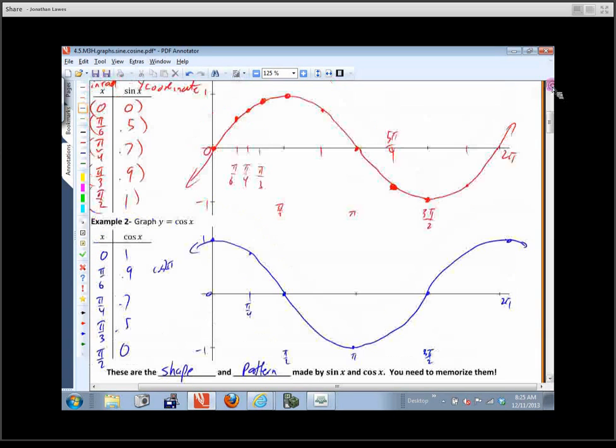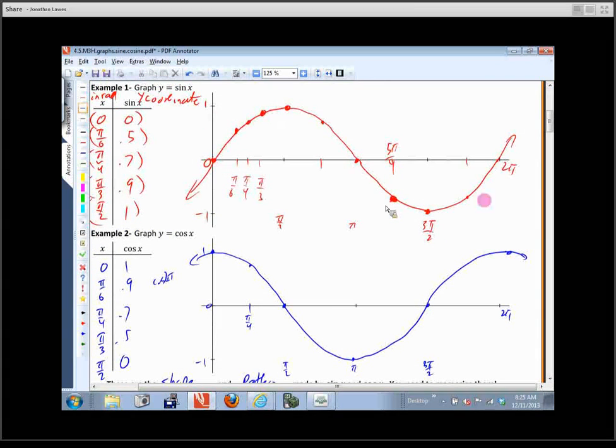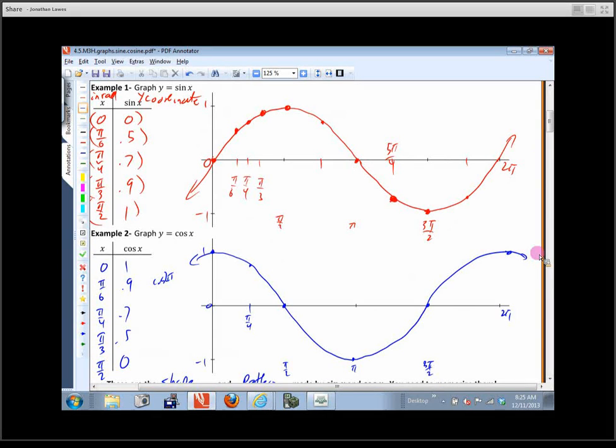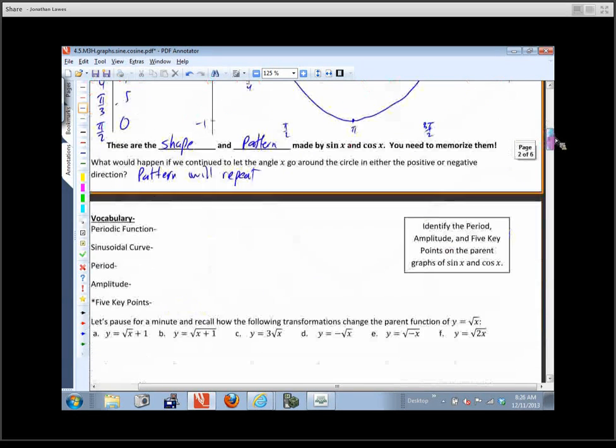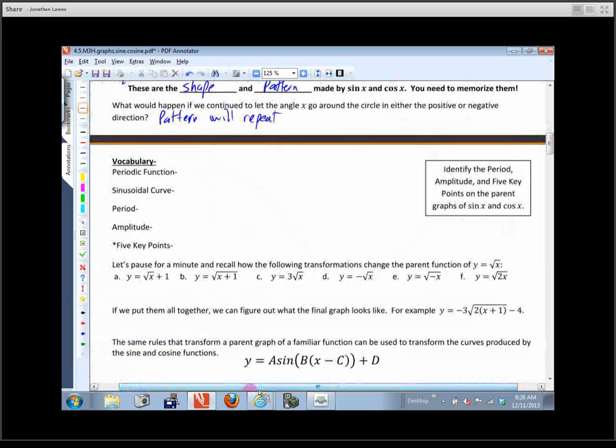This wave pattern for the sine is just going to continue going up and down and up and down. And this wave pattern for the cosine is just going to continue going up and down and up and down. So the pattern will repeat. Okay? Now, we actually talked about this a little bit earlier in the chapter, so we have a name for this. This is called a periodic function.